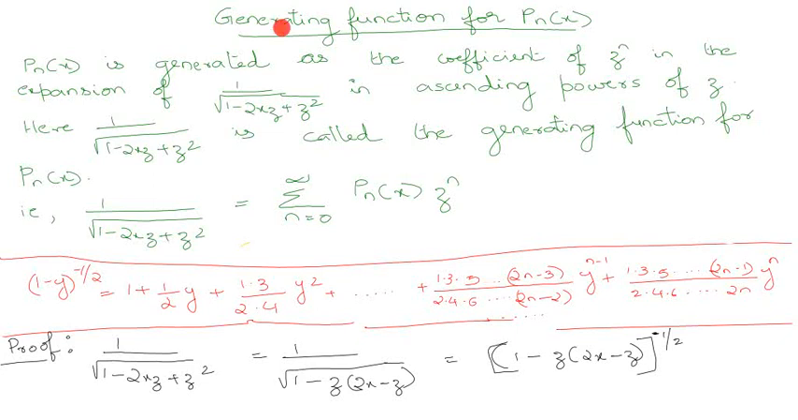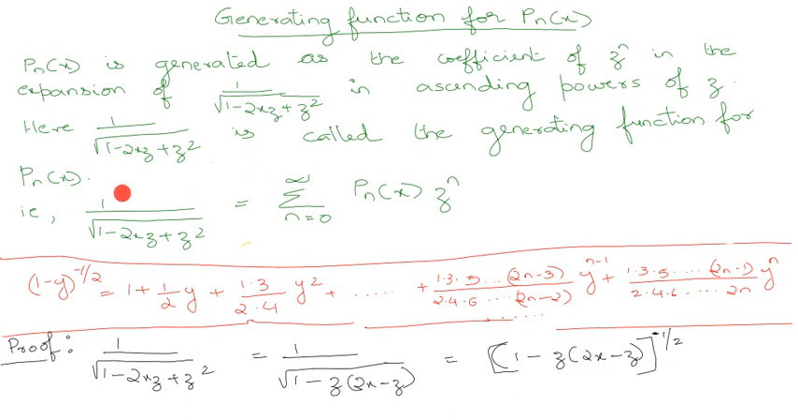Hello everyone, today we are going to see the generating function for Pn(x). When the function 1 by square root of 1 minus 2xz plus z square is expanded, we get Pn(x) as the coefficient of z raised to n. Hence the function 1 by square root of 1 minus 2xz plus z square is called the generating function for Pn(x).